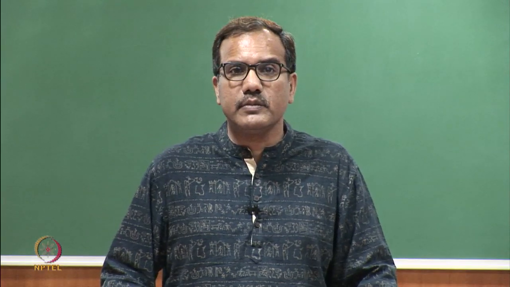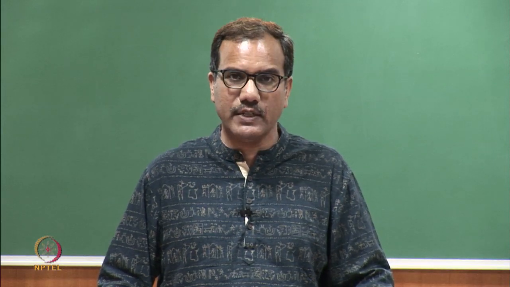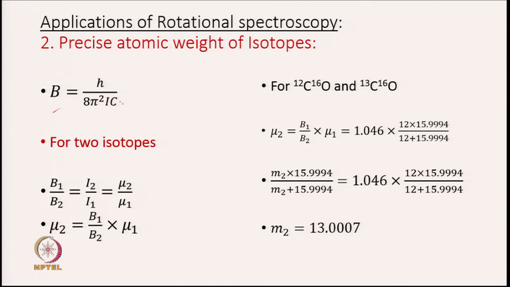Now, this can be used to calculate the accurate mass of 13C. So, the second application of rotational spectroscopy is to get the precise atomic weight of isotopes. The B value, we know that it is inversely proportional to I. So, if you take two isotopes, for example 12C and 13C, then B1 by B2 is equal to I2 by I1, and since I is mu r squared, and if we assume that the bond length does not change when I change 12C to 13C in CO, then you can simply write I2 by I1 is equal to mu 2 by mu 1.